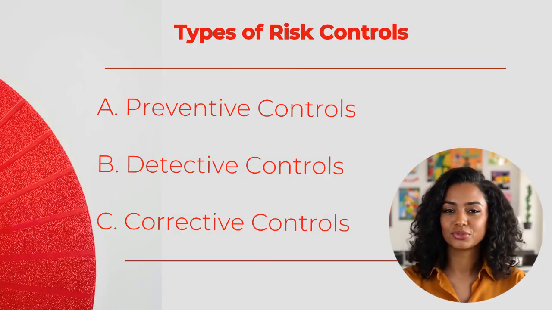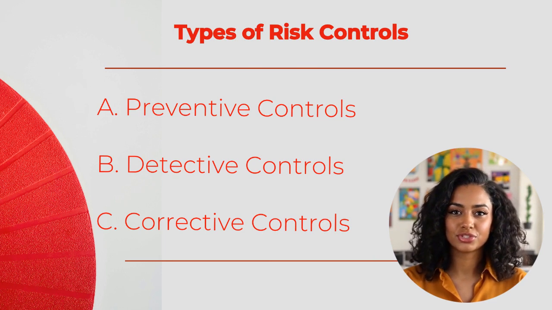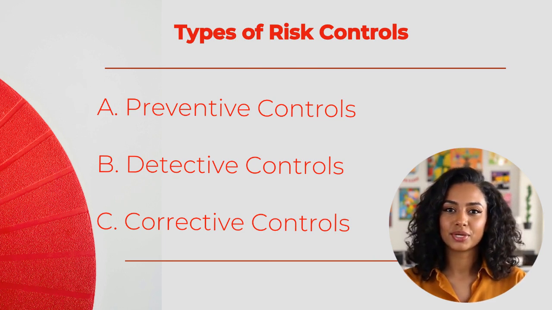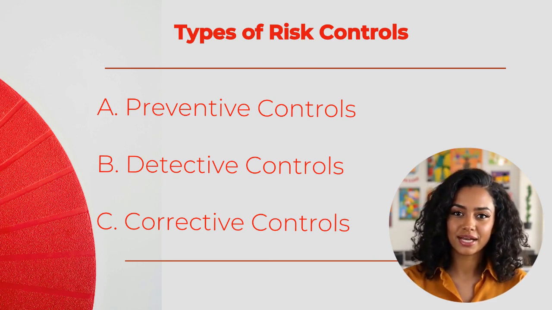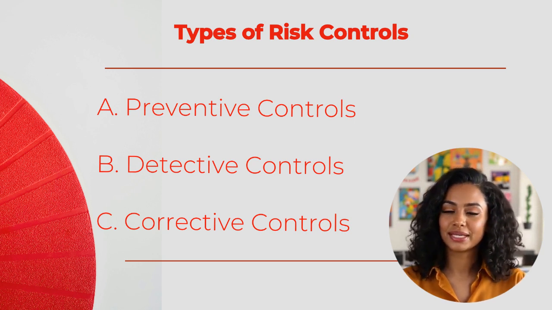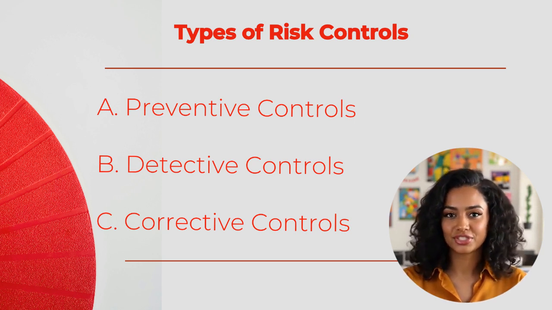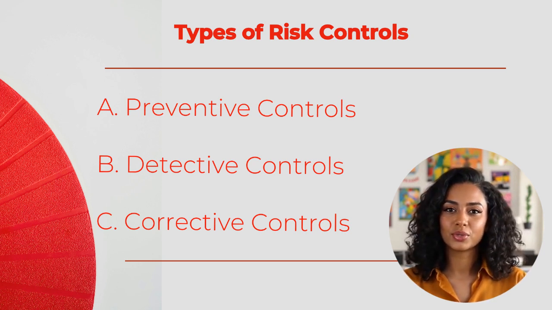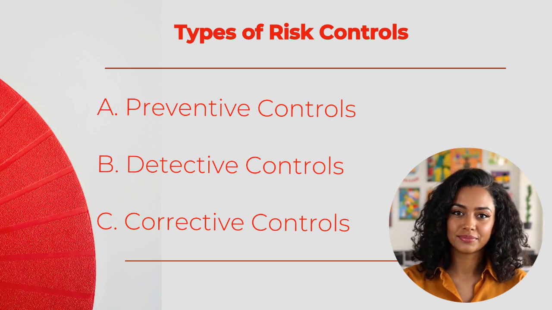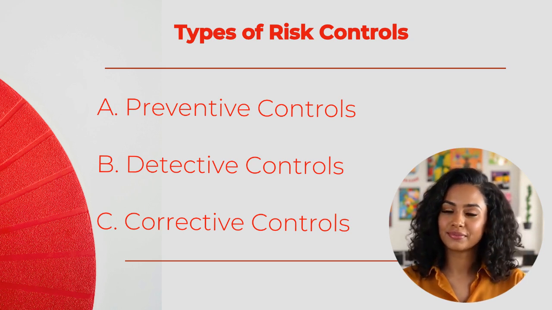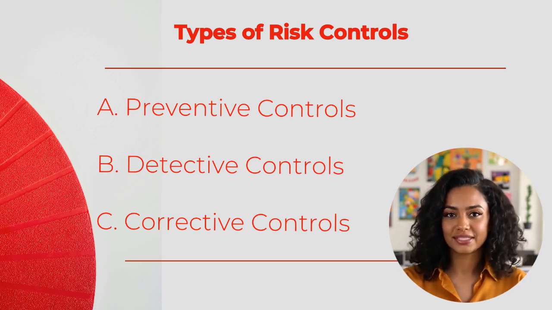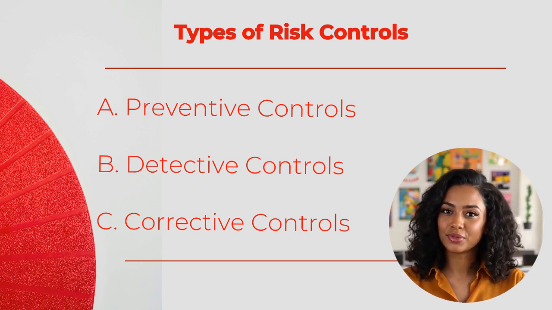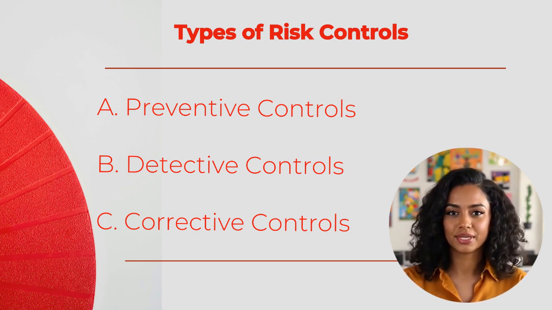Types of risk controls. A. Preventive controls: actions taken before the risk occurs. Example, fire drills, code backups, staff onboarding manuals. B. Detective controls: actions that detect when a risk has occurred. Example, alarms, audits, surveillance systems. C. Corrective controls: steps taken after the risk has happened to recover. Example, insurance claims, PR management after bad reviews.